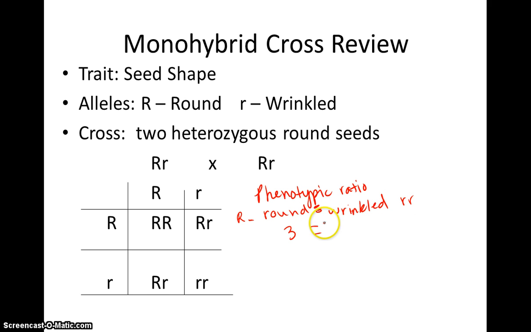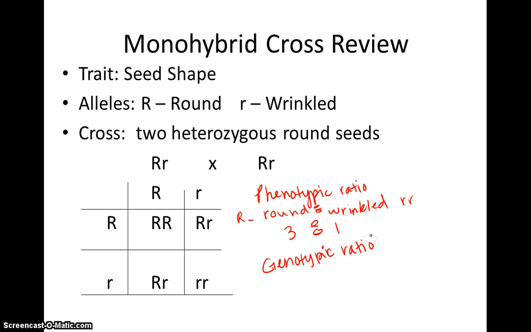So here, if we look, it's going to be 3, and I don't know why I'm putting equal signs, but it should be dots, 3 to 1. Okay, so that would be our phenotypic ratio. When you look at them, you'll see 3 that are round and 1 that is wrinkled. The genotypic ratio, on the other hand, so genotypic, that looks terrible, but that's okay.